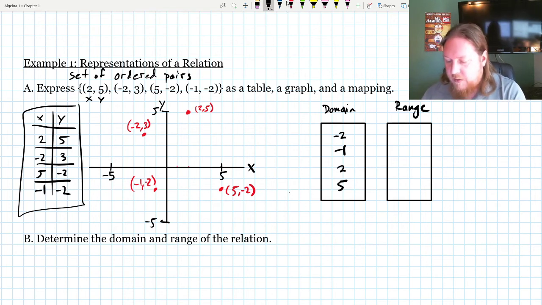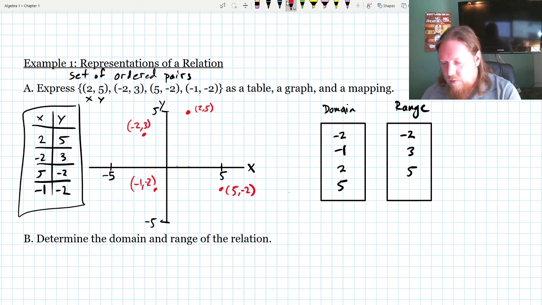And for the range, it's going to be all the Y values. We got -2, but that one happens twice, and I only have to write it down once. 3 and 5.